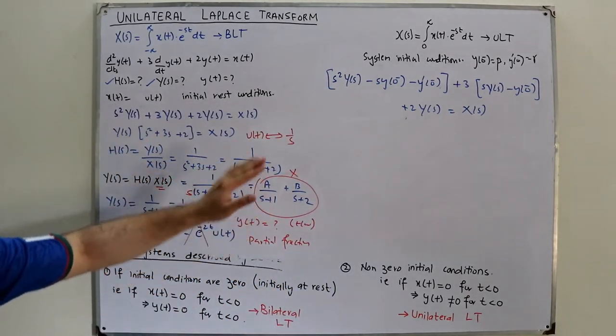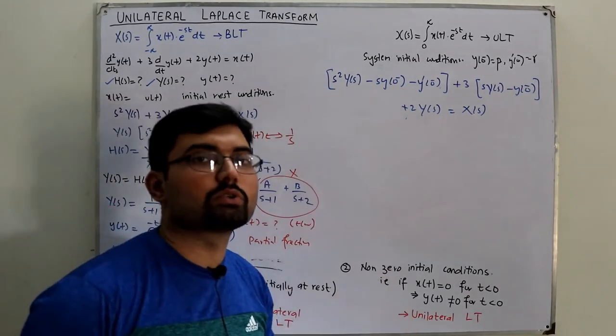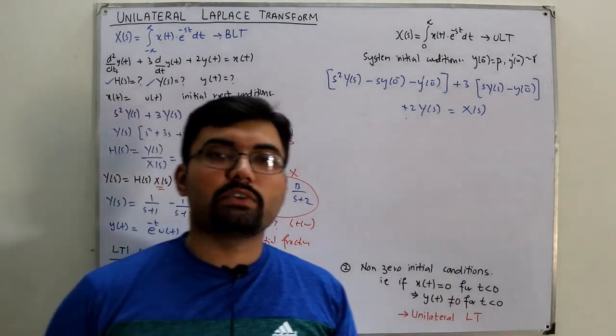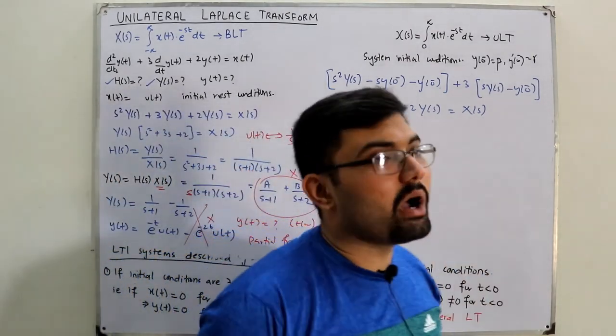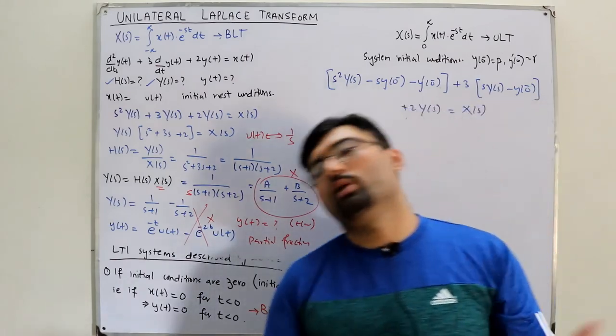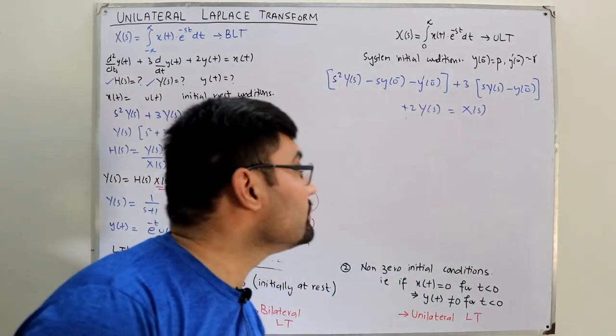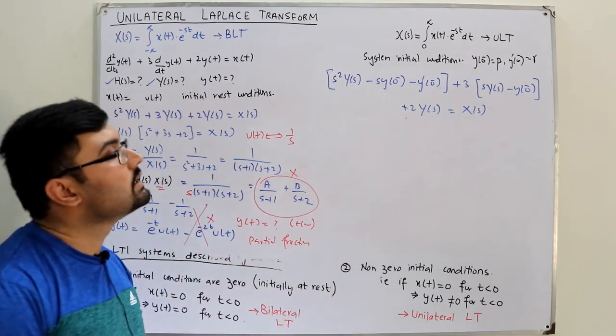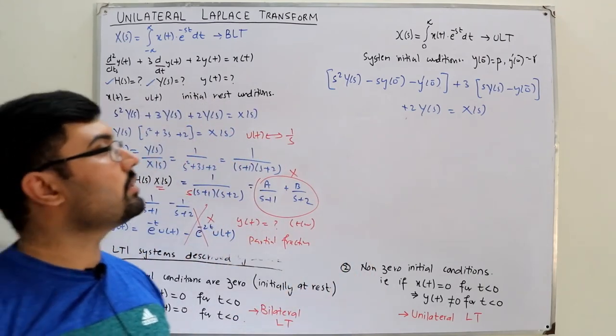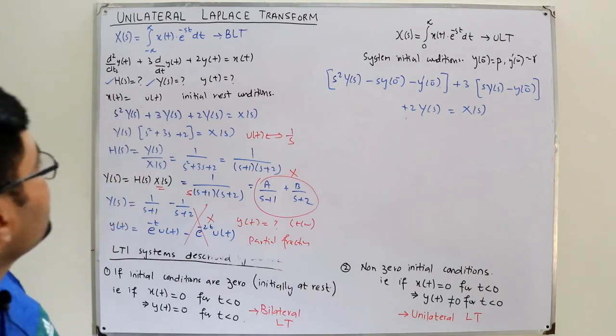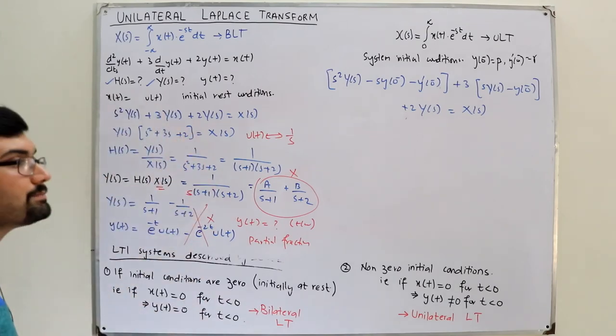You have a y of s, you have x of s, y of s by x of s will give you h of s, then h of s multiplied by x of s would give you y of s, and then the inverse of that would give you y of t, and that is it. Similarly, if you need to find h of t, you can take h of s's inverse. Fine. And if you want to find x of t, you know that very well.